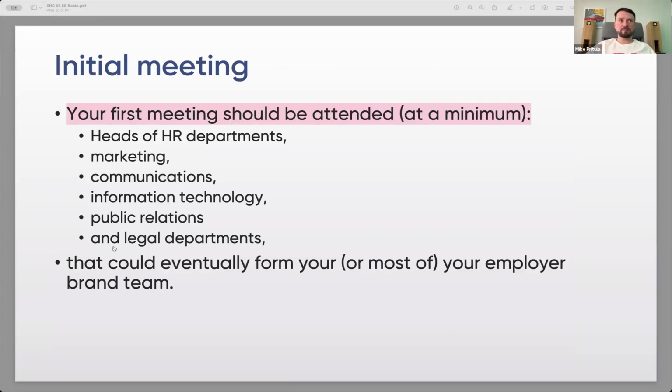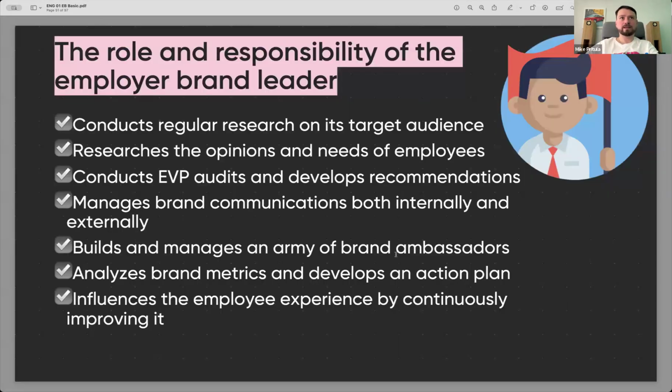When you start working with employer brand, you start not just by yourself, whatever your role is in the company, but with a group of team members. You need to involve several people from different departments to make your employer brand efforts successful. So your first meeting should be attended at a minimum by heads of HR departments, like head of talent acquisition, head of corporate university, head of talent management, head of total rewards, HR director, HR business partners, marketing department, communications, information technology, public relations, and legal departments. Maybe also someone from the financial operations department, just to involve them and to combine your efforts. That could eventually form most of your employer brand team. This is the very first thing you start from.